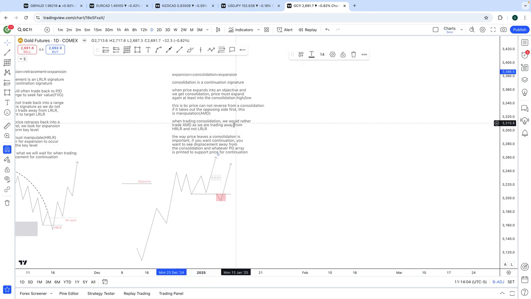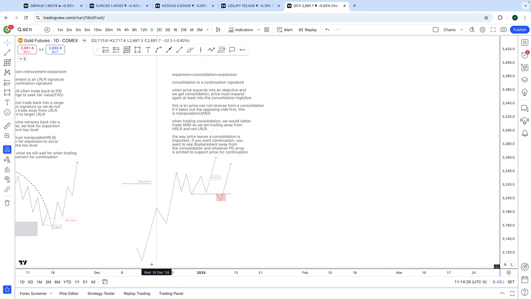When trading consolidation, we'd rather trade A and B, right? What I just said, as we are trading away from high resistance and not low resistance. The way price leaves a consolidation is important. If you want to see continuation, you want to see displacement away from the consolidation, and whatever PD array is responsible for that displacement, you want to support price.